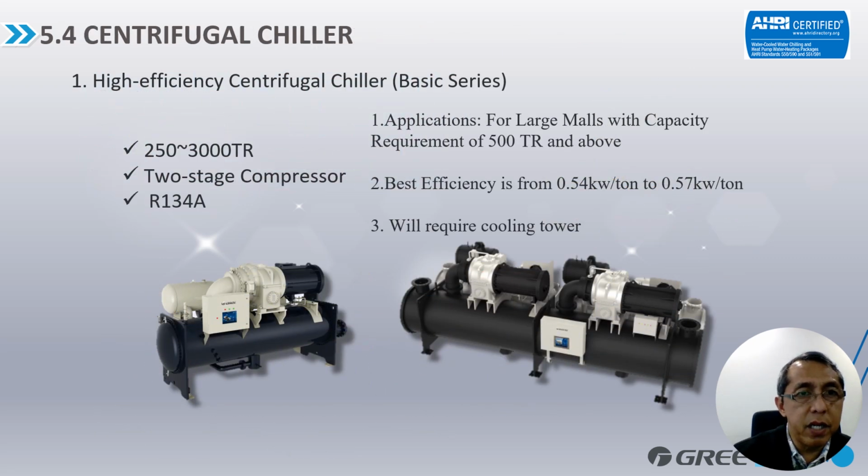For the centrifugal chiller, we have a high efficiency centrifugal chiller, the basic series. It's applicable for large malls with capacity requirement of 500 TR and above. The best efficiency for this type of chiller is about 0.54 kilowatt per ton to 0.57 kilowatt per ton. This one, since it's water cooled, will require a cooling tower.